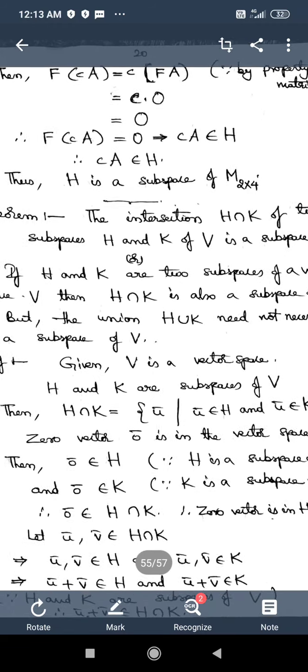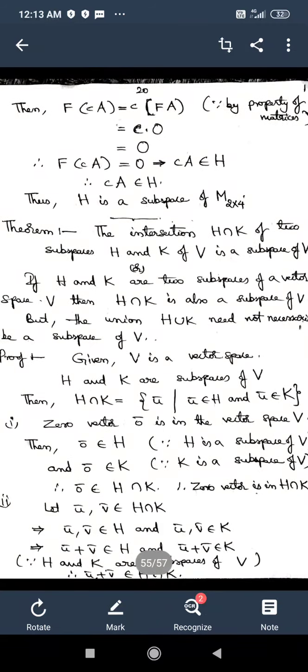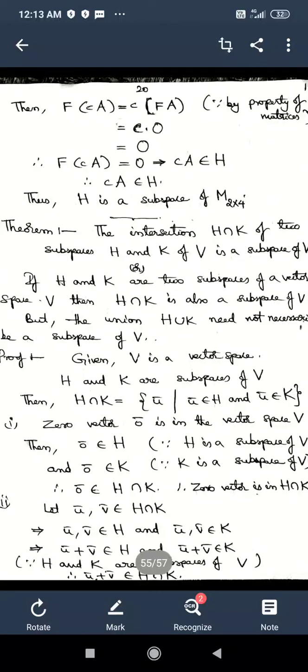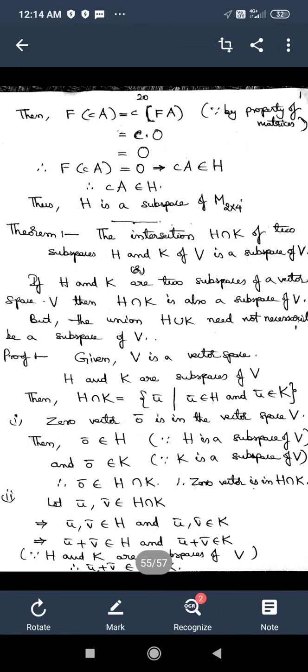In some particular cases, H union K may be a subspace of V, but in general it is not true. So that is what we have to prove now. So let us move on to the proof. Given V is a vector space, it is further given that H and K are two subspaces of V. Now H intersection K is to be shown as a subspace of the vector space V.